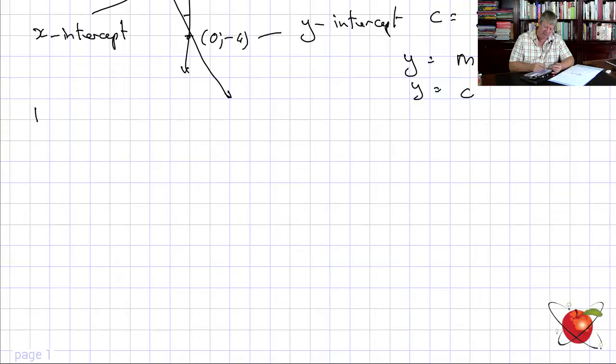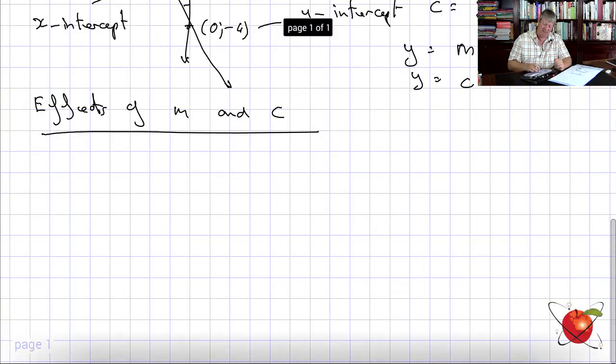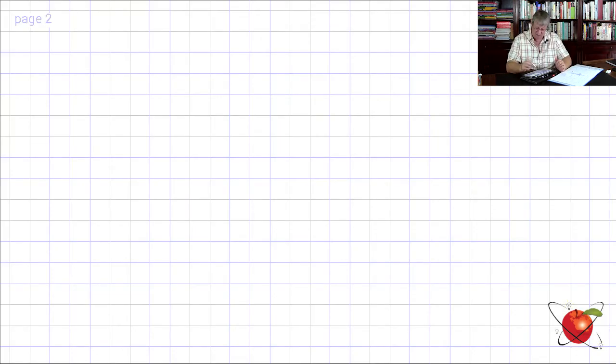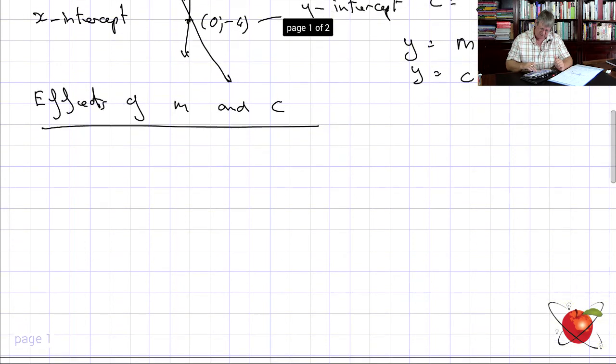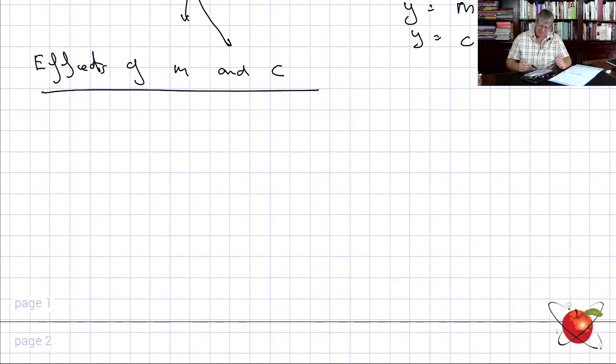However, let's just quickly look at the effects of M and C. All right. What are we saying? We're saying if we change M, the gradient, the slope, what is happening to the graph? Does it get steeper or does it get flatter? And if we change C, the y-intercept, what happens to the graph? Now, essentially, one of the best ways of thinking about this is to just know your standard graphs, okay? The standard shapes. And that'll become a little clearer in a few moments as we move along with this. The effects of M and C.